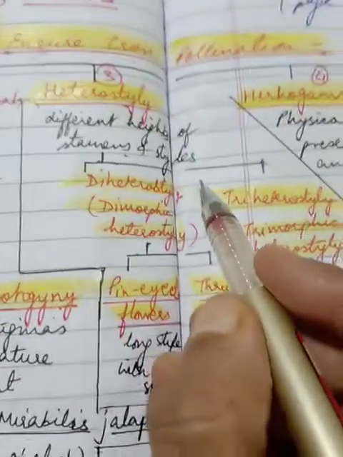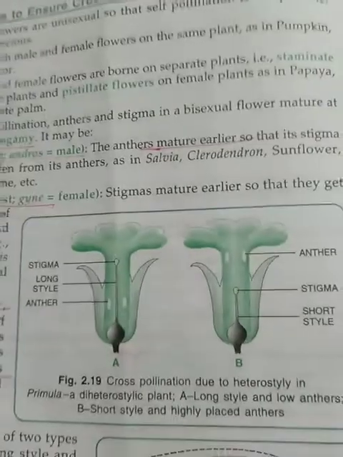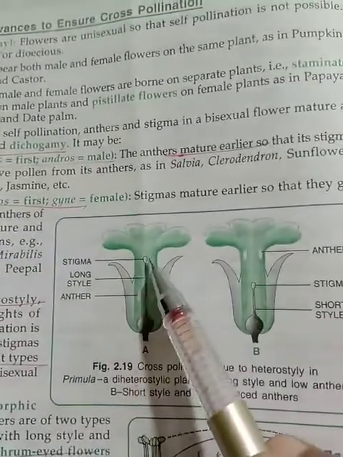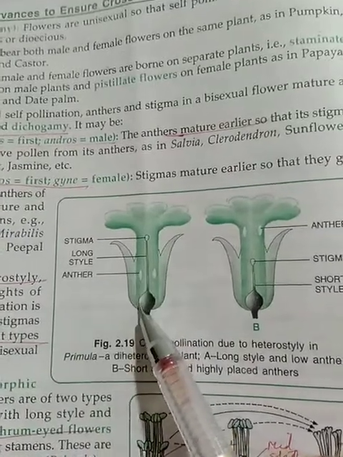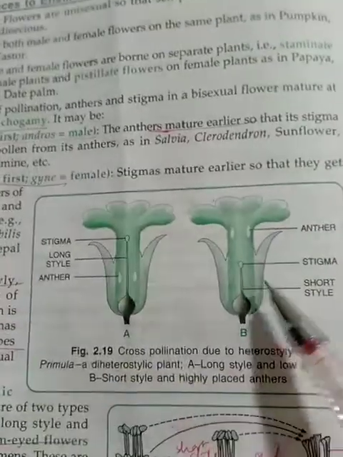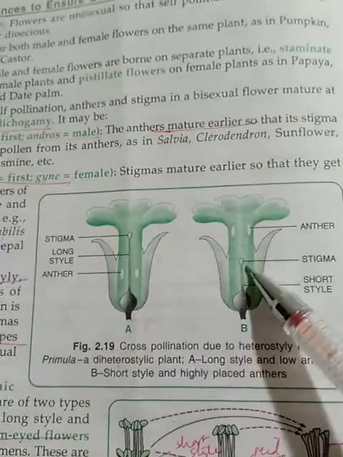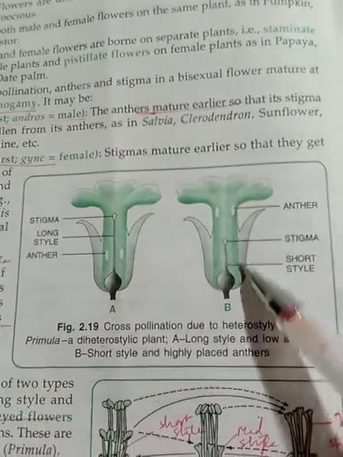Like in this case, there are two possibilities. I'll show you a picture first, then you should understand better. Look at this. These are two flowers. In one, you can see the stigma and style are taller or longer than the filament of the anther. Look at the other. This is just the opposite. The style is shorter than the filament.